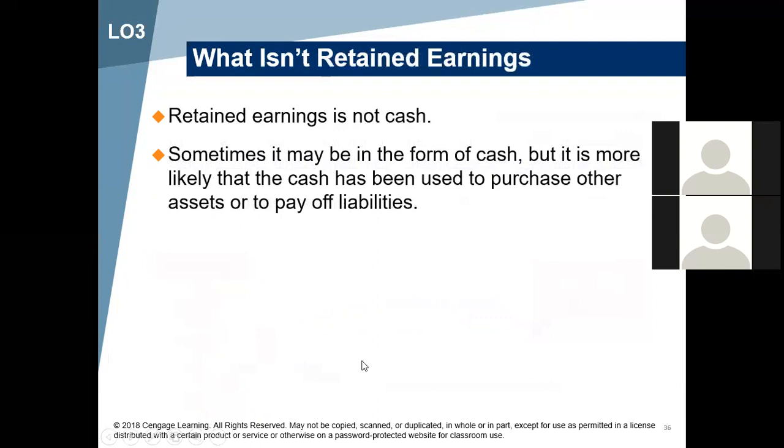Why is not retained earnings? Take note of this. Retained earnings is not cash. Same as I discussed kanina lang, no? That if you have money, hindi ibig sabihin na you are operating at net income. Correct? Even though you are net loss, pero you have naman enough money. Sometimes it may be used in the form of cash, but it's more likely that the cash has been used to pay off your liabilities. All right.